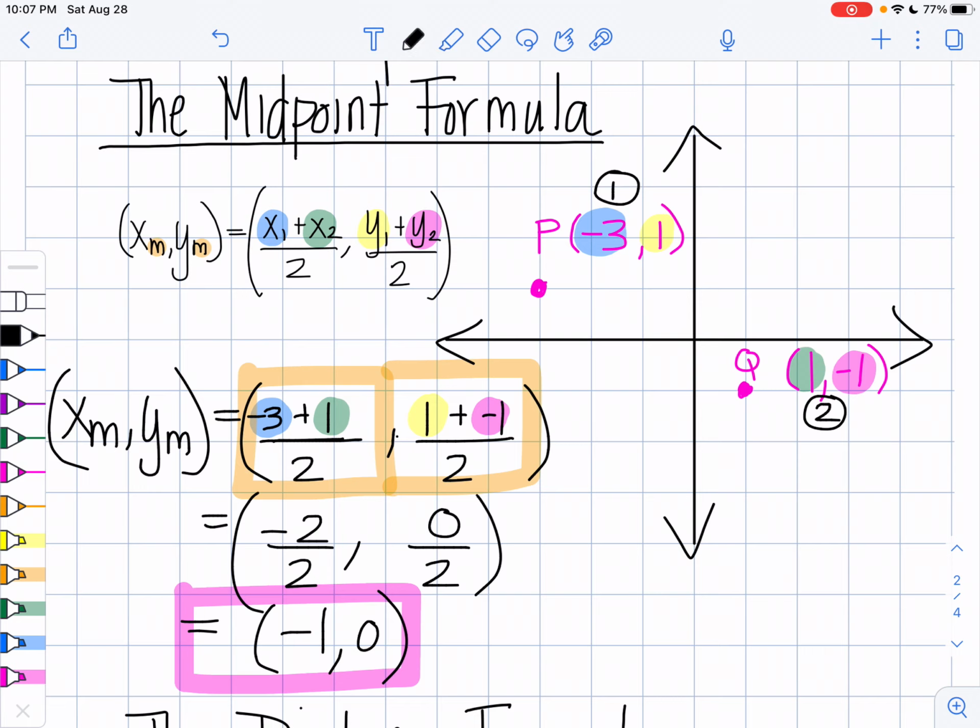So let's just check. If I go to -1, 0, and I was to draw in my line, does that look like it's in the middle? Yeah, it does, because it's the same. Look at the distance is the same. I go down 1 over 2, down 1 over 2. It's the same. It's in the middle. That's a good way to check visually.